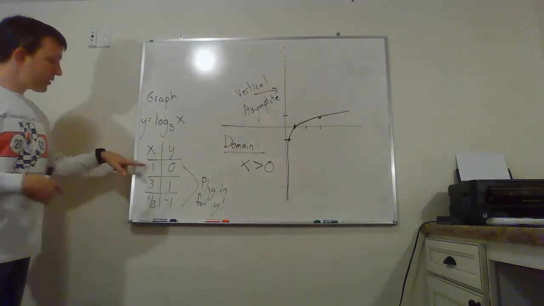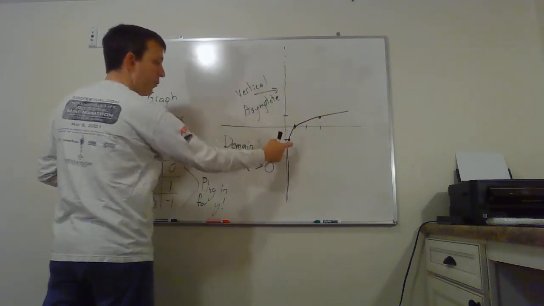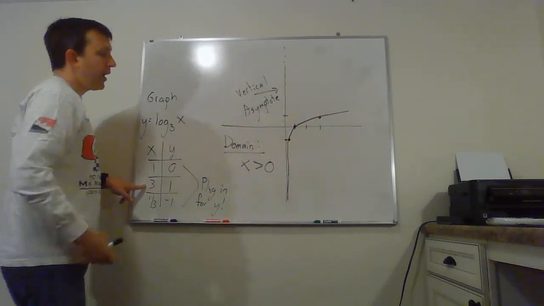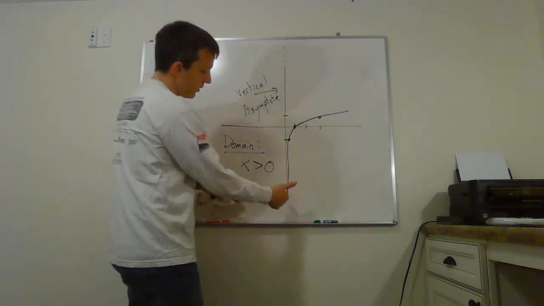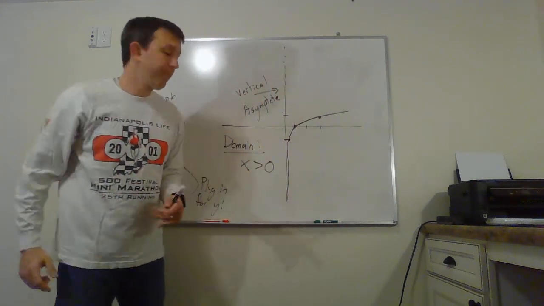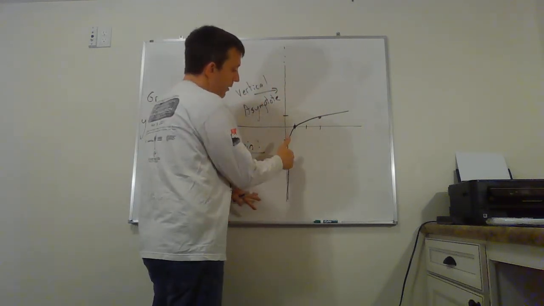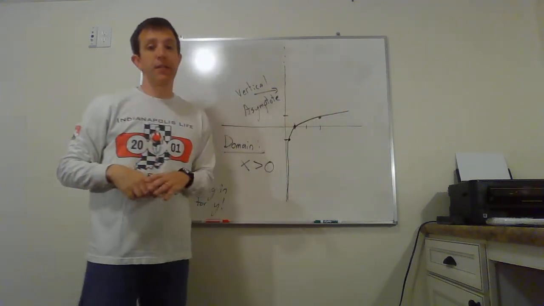So then I took my points, (1, 0), (3, 1), and (1/3, -1). I plotted them. And then the shape of a logarithm is that it's going to come up, well, either up or it could come down, depending on your base. It's going to come up here along my vertical asymptote. It's going to hit those 3 points, and it's really, really going to level off.